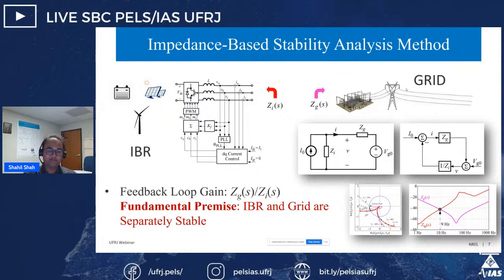And these are very practical assumptions, because if we say that the IBR is stable without the grid, what I'm really saying is that the IBR will be stable when it operates with an ideal grid, an ideal voltage source. And a vendor is going to design a plant which will be stable at least with an ideal grid, or with a strong grid. The other assumption is that the grid is stable without the IBR. And of course, when we are connecting a new IBR to the grid, we can assume that the grid is stable. So these two assumptions are not limiting, but we have to keep them in mind whenever we scale this type of impedance-based stability analysis to larger systems.